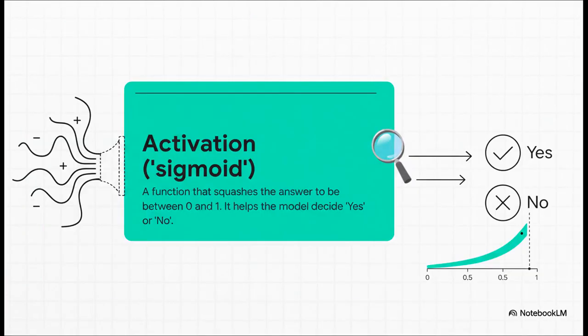But wait, after all that number crunching, how does the model actually make a decision? That's where an activation function comes in. In this case, we're looking at sigmoid. Its job is to take whatever messy number comes out and kind of squash it down to a value between 0 and 1. This is perfect for getting a nice, clean yes or no answer.